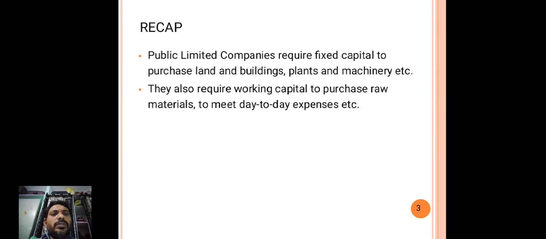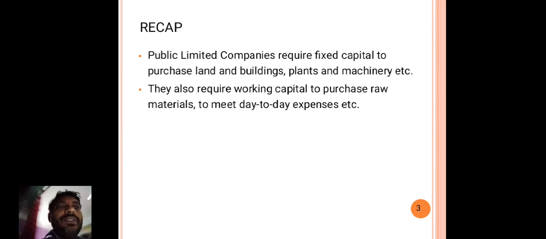Then, generally a public limited company arranges capital by issuing shares. The company requires two kinds of capital, that is fixed capital and working capital. In the last class I have explained it very clearly. The joint stock companies require fixed capital and working capital. The fixed capital is for the purchase of building, machinery, etc. And the working capital requirement is to meet day-to-day business activities.